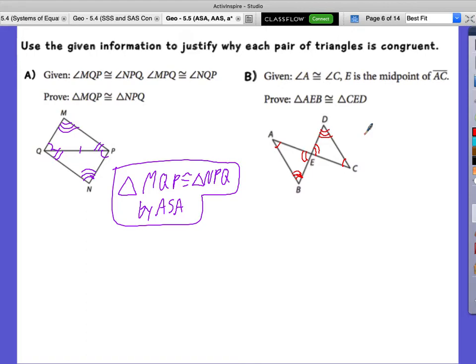Now, what other information are we told? I heard someone say a moment ago, E is the midpoint of AC, so AE and EC are congruent. Now, do we have enough information? Yes. By what method? By angle side angle. Very good. Using angle A, side AE, and angle E.